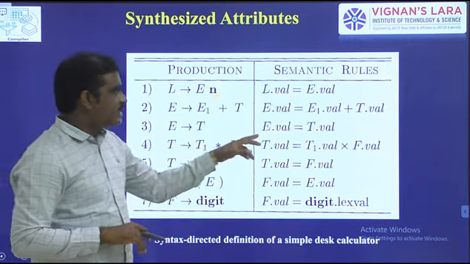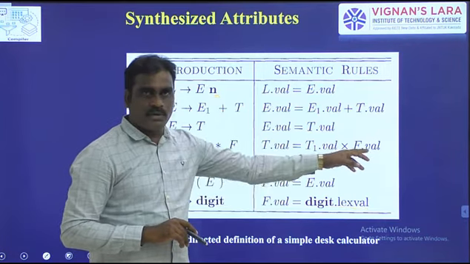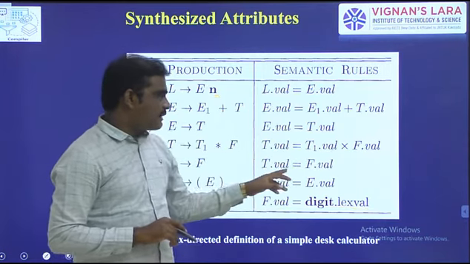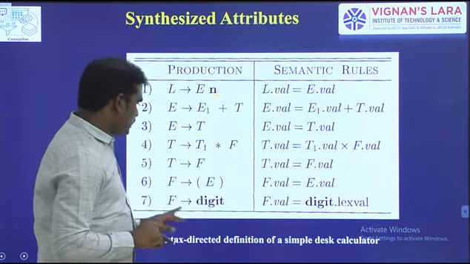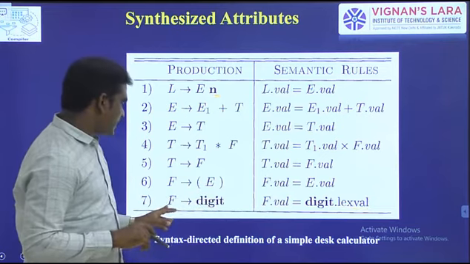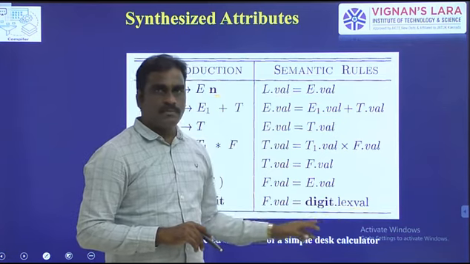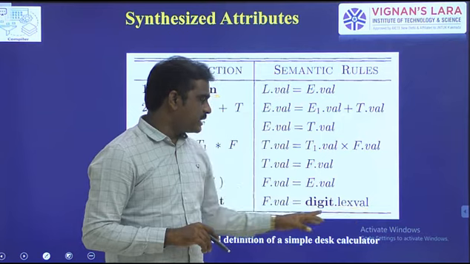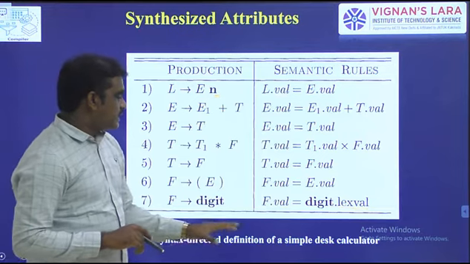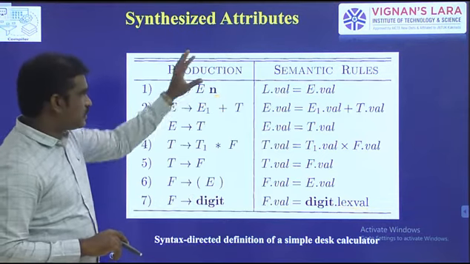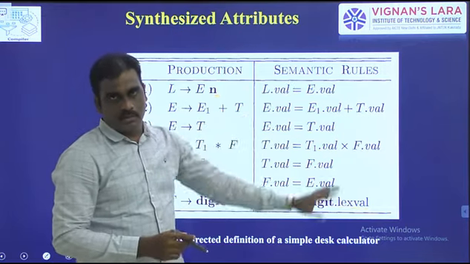Next, E to T: E.val equal to T.val. Next, T.val equal to T1.val times F.val. T to F: T.val equal to F.val. F to (E): F.val equal to E.val, so no need to consider the parentheses. Next, F to digit, that means F.val equal to digit.lexval, because it is an integer. So in this case we are using the attribute lexval. So this is the simple desk calculator SDD definition. In total there are 2 columns: the first column is the given grammar, that is the production, and the second is the semantic rules.